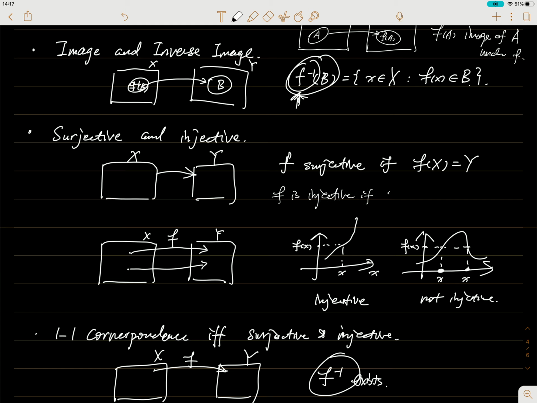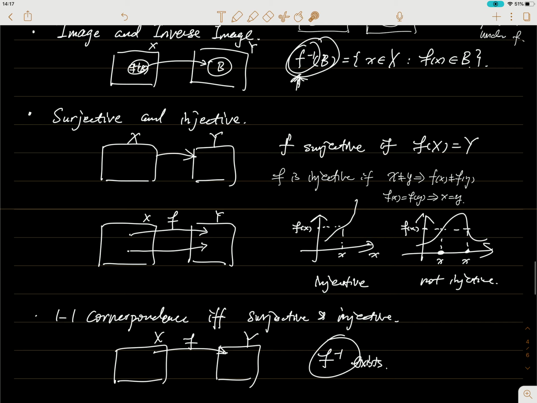if x different from y implies f(x) different from f(y). Or sometimes this one can also be written as: if f(x) equals f(y), then that means x must be equal to y. Okay, either one of them. So that's the definition for injection. Okay, so notice the difference here.